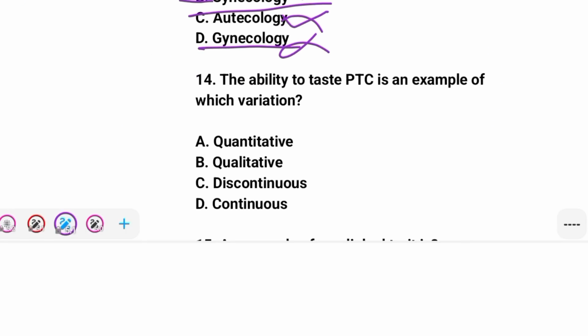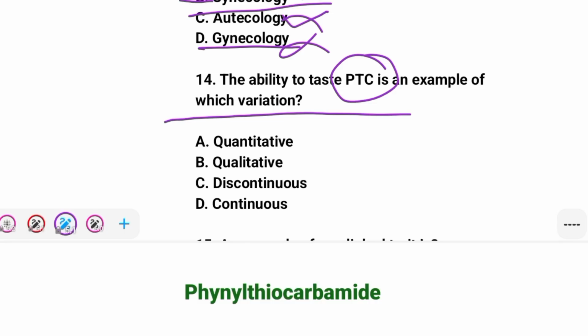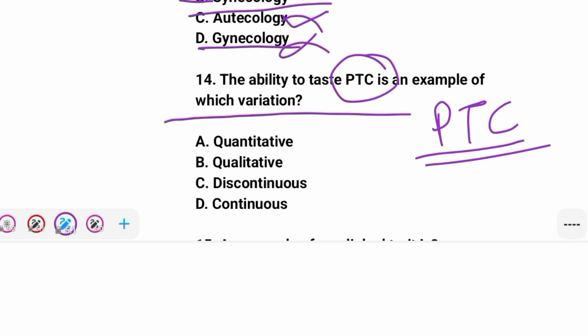The ability to taste PTC is an example of dash. So PTC is a chemical. It stands for phenylthiocarbamide. Okay, that's PTC. So some people can taste it, some people cannot taste it. For you to be able to taste it, if you're a taster, you must have the allele for T, that is capital T. That means it is dominant in your gene. But if you're a non-taster, as in you cannot taste it, then it's going to be small t.